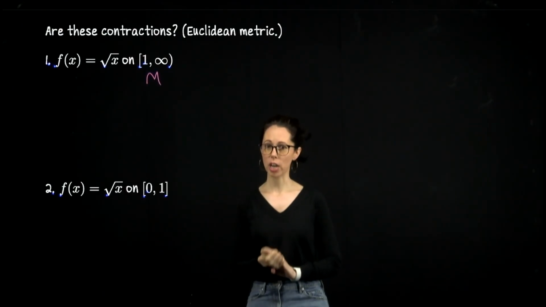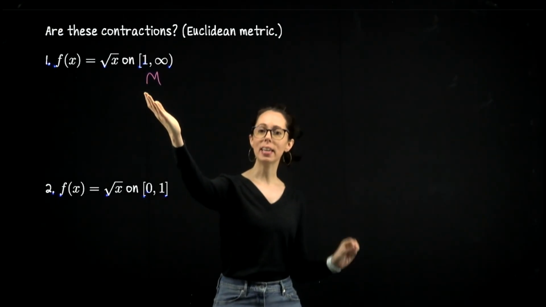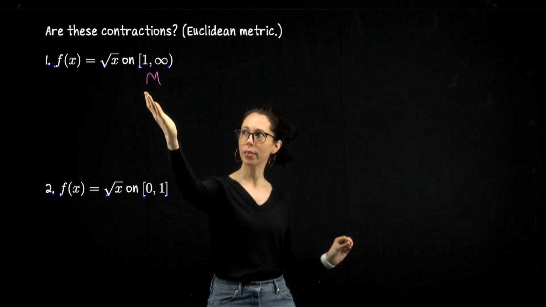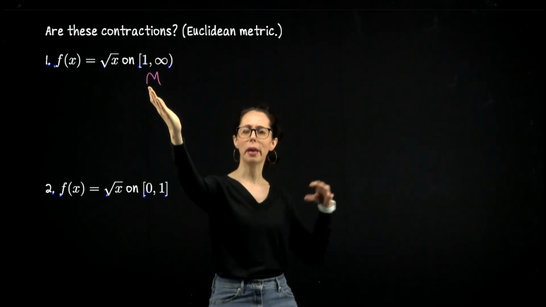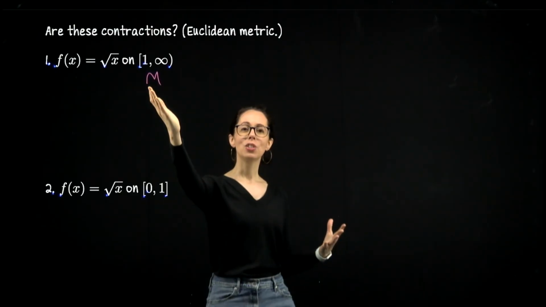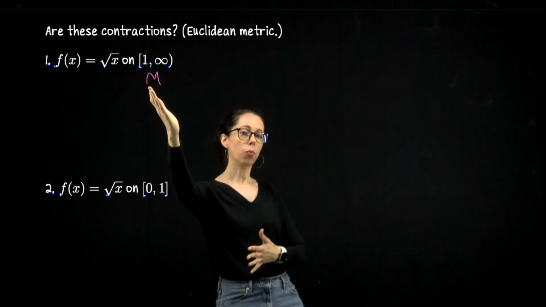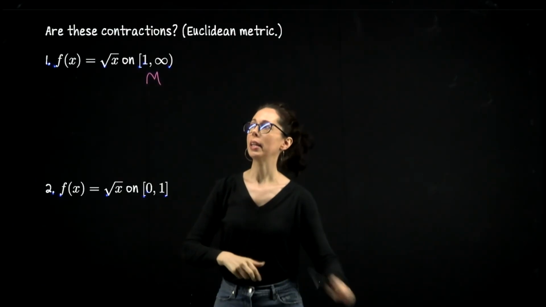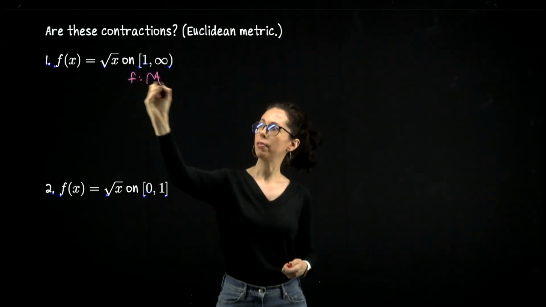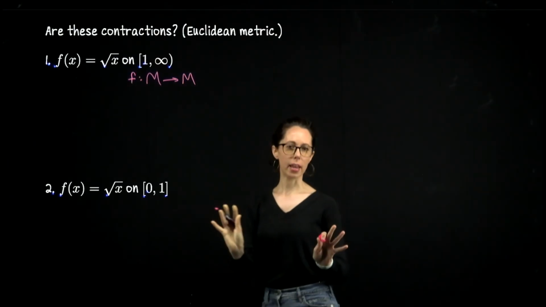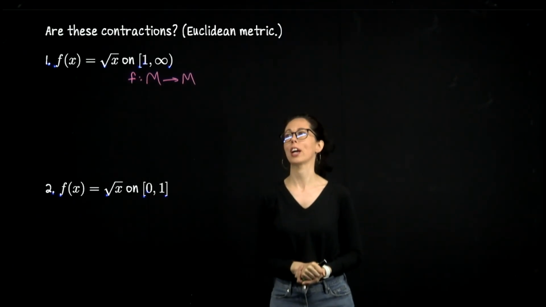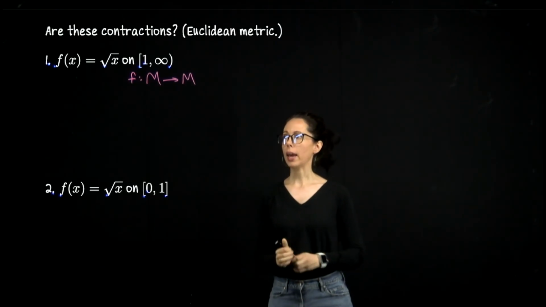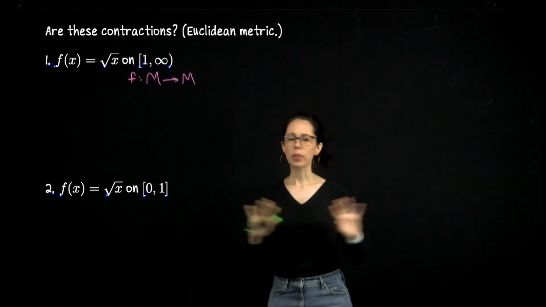The first thing you want to check is, does f send M to M? In other words, if I take the square root of any numbers between 1 and infinity, so greater than or equal to 1, do I land, say, to the left of 1? The answer is no. So it is the case that our function sends M to M. That's something that we need in order to say that we have a contraction. Okay, next let's just do that test.